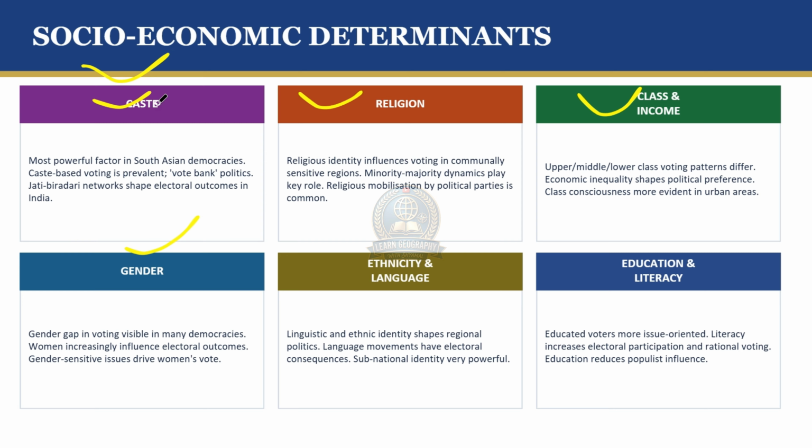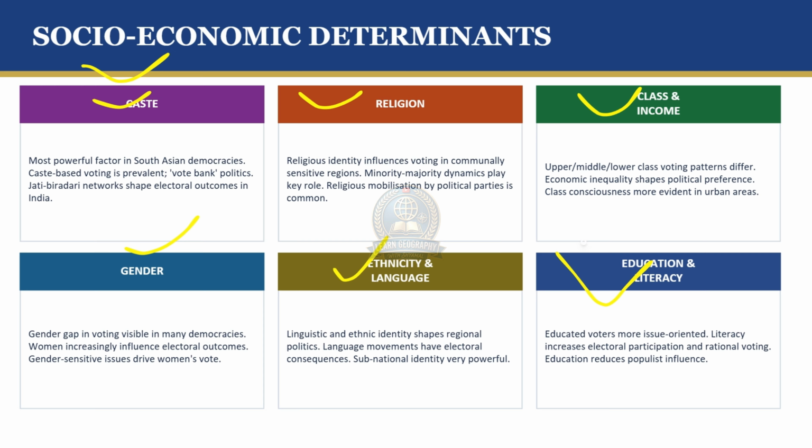Gender gap in voting is visible in many democracies. Women increasingly influence electoral outcomes. Gender-sensitive issues drive women's vote. Ethnicity and language: linguistic and ethnic identity shapes regional politics. Language movements have electoral consequences. Subnational identity is very powerful. Education and literacy: educated voters are more issue-oriented.